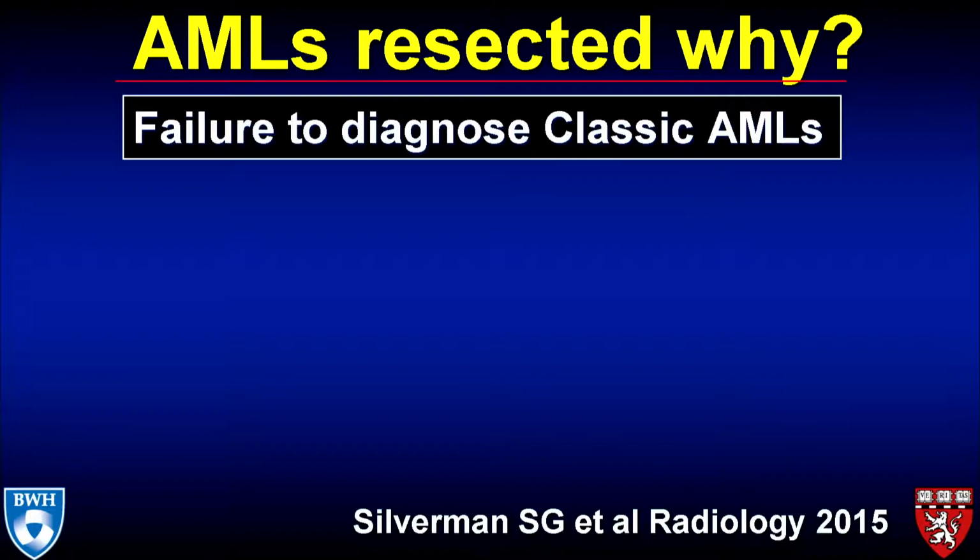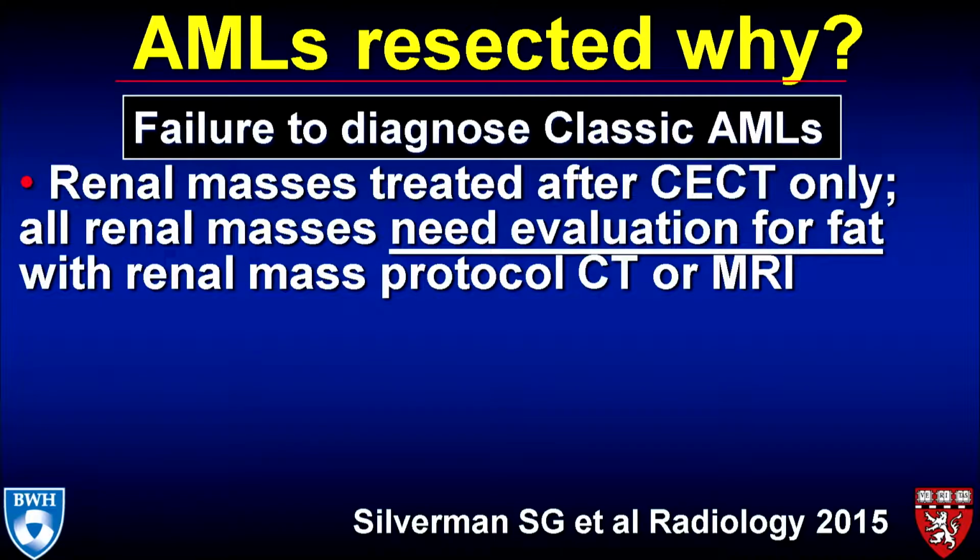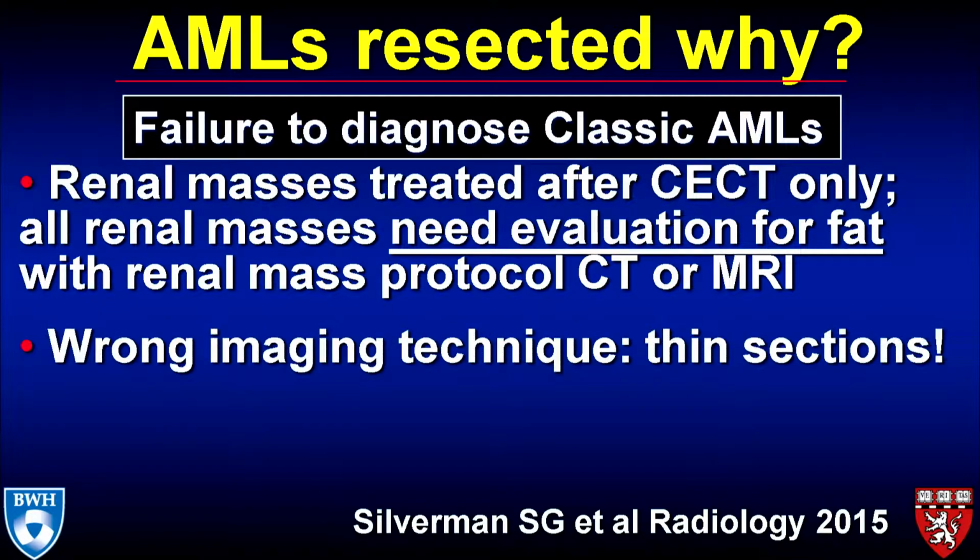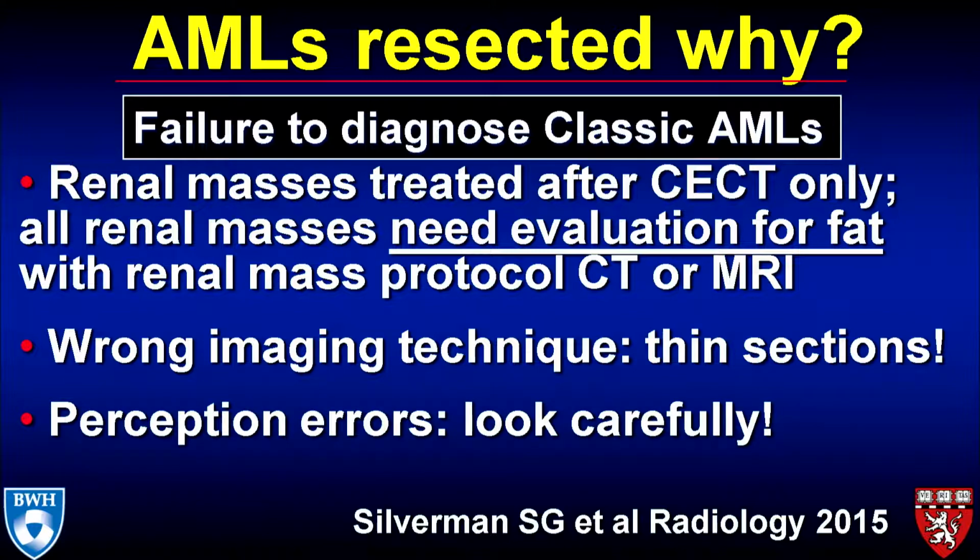So why are classic AMLs being resected? Because they're not having that done, or using the wrong technique. You're not using thin sections. It should be no thicker than 3 millimeters. And you may miss it. We all miss stuff, but you can look very carefully, look for fat.